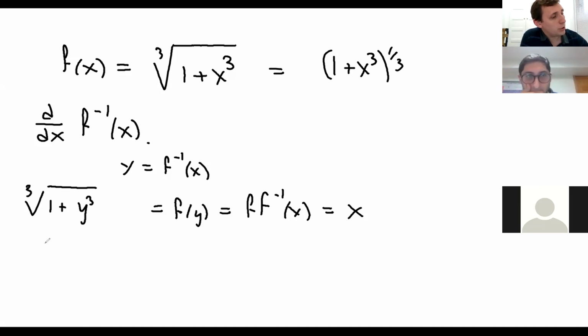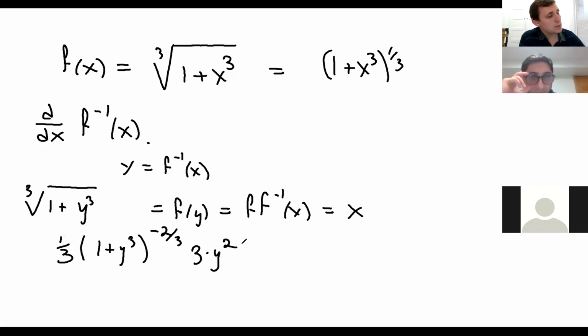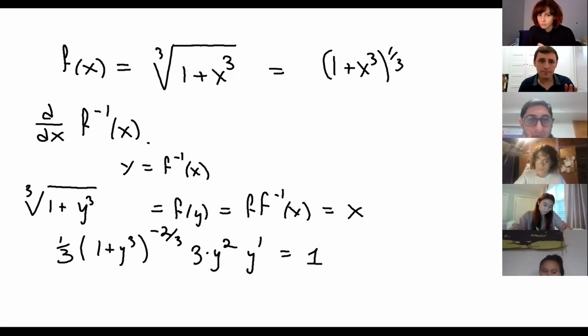The derivative of the 1/3 power is 1/3, (1 plus y cubed) to the power of minus 2/3, times 3 times y squared times y prime. This is chain rule here. And that's the derivative of x, which is 1. Are you with me, guys? Yes, so that's by implicit differentiation. I can quickly accomplish that.